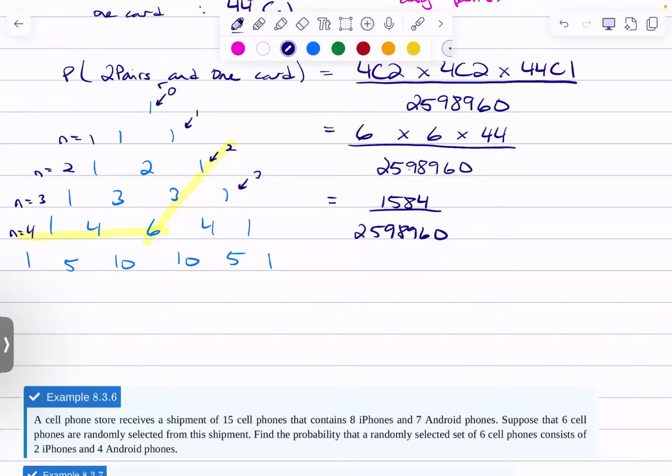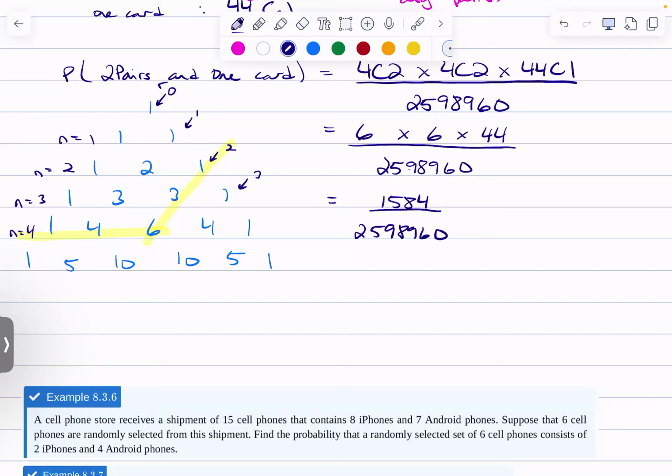Why did you do 13 choose 2? Because there's no pairs in one suit. Oh, but you could have a pair of aces or a pair of threes, pair of twos, pair of fours, working through all the different 13. I think I'm getting there.